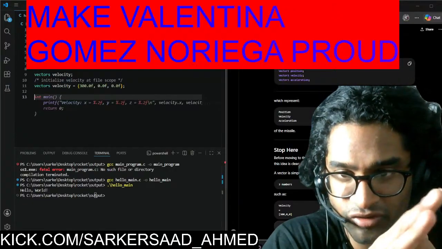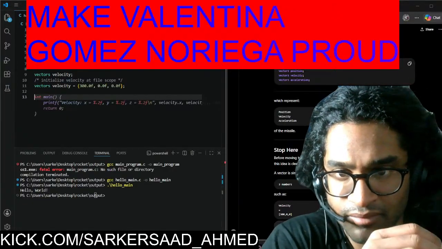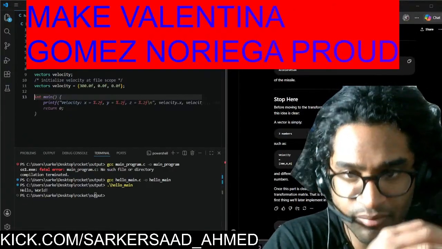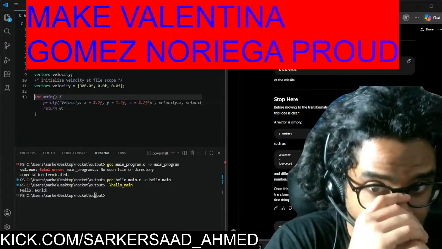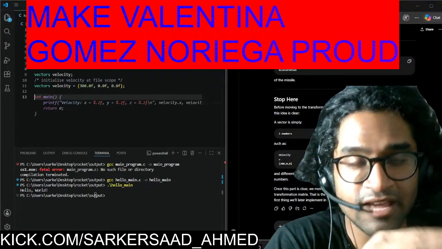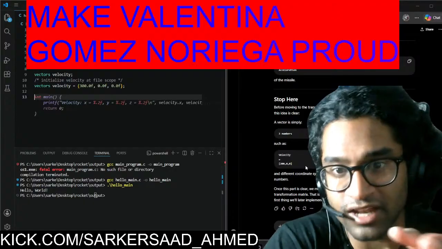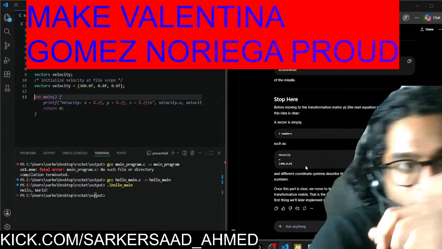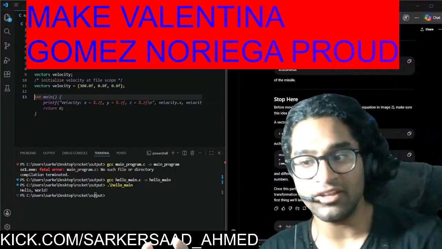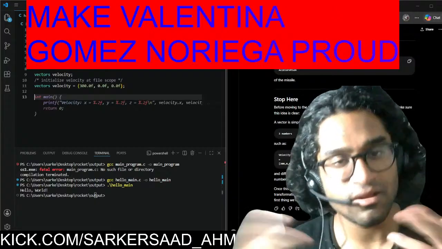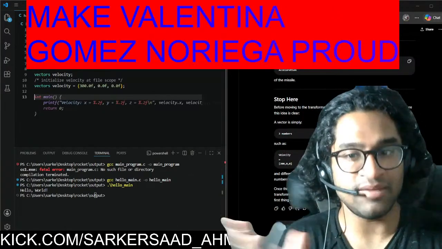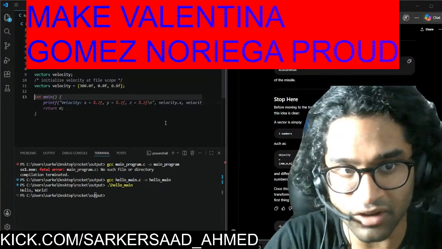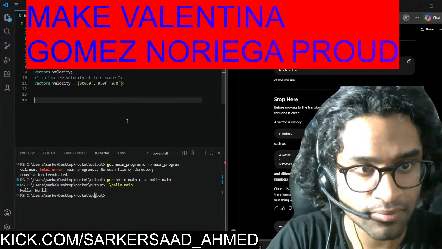Before moving to the transformation matrix, make sure the idea is clear. A vector is simply numbers such as velocity, and different coordinate systems give the same quantity different values. Different values, different representation, but the same underlying vector. Yeah, got it.